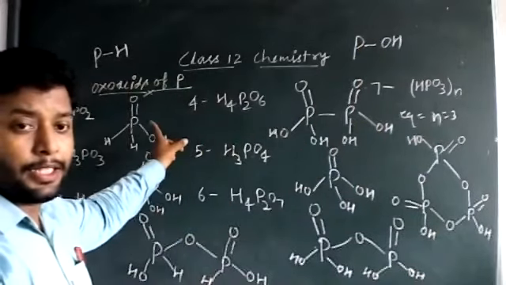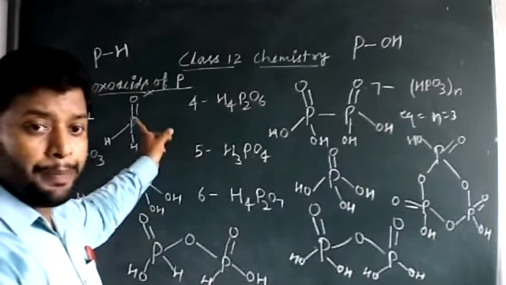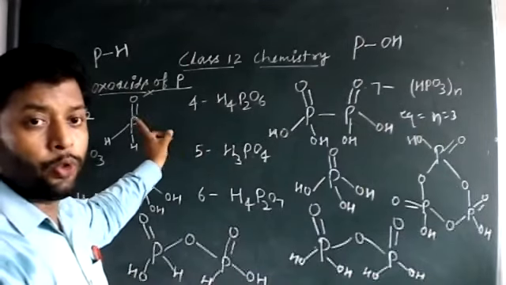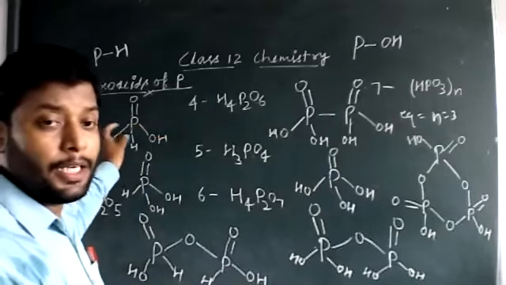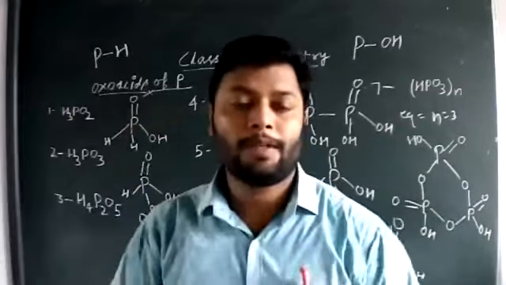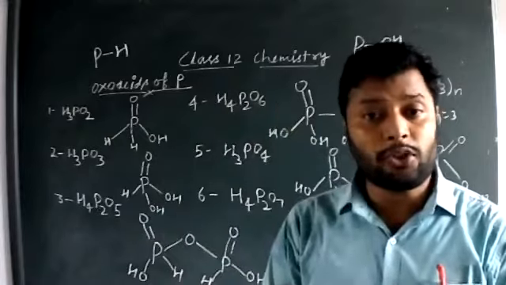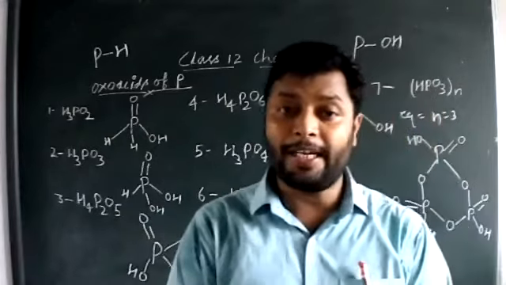The first structure there has 2 P-H bonds. So that's why the first molecule will be the most reducing. That is called phosphinic acid.